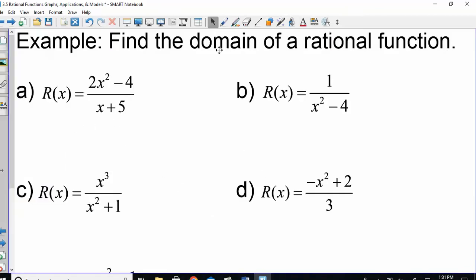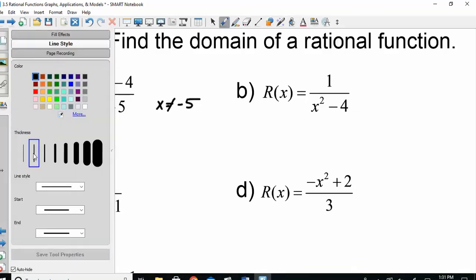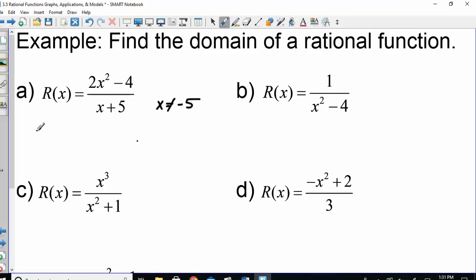So if I'm looking at this one, what can x not be? -5. That's what makes the bottom 0. We do want to stick with interval notation, so how would I write everything except -5? -5 begins a parenthesis since we can't equal that. Union everything bigger than -5, so -5 to positive infinity.